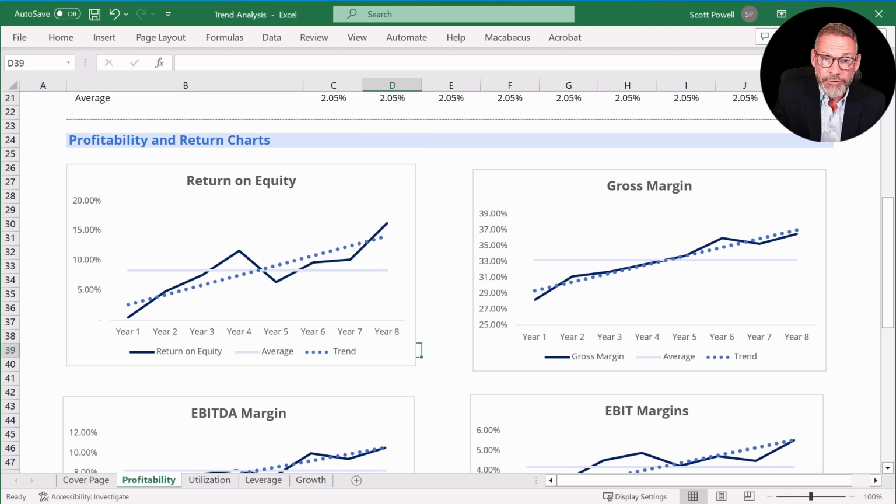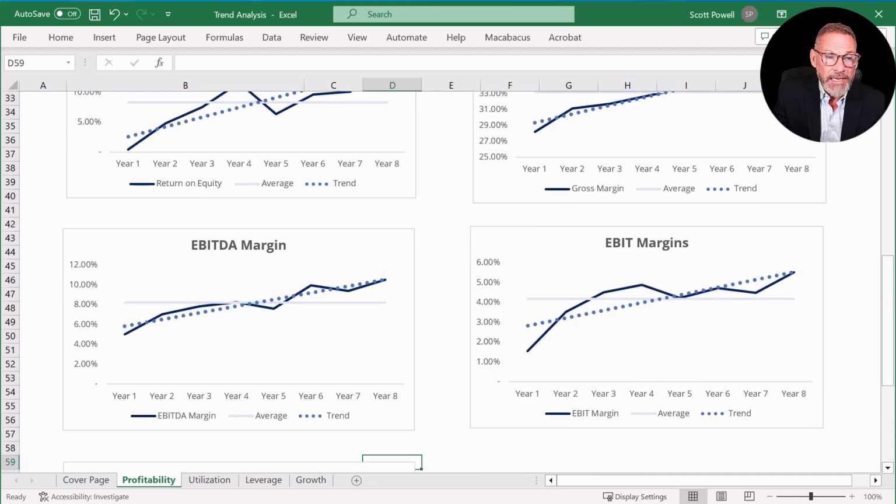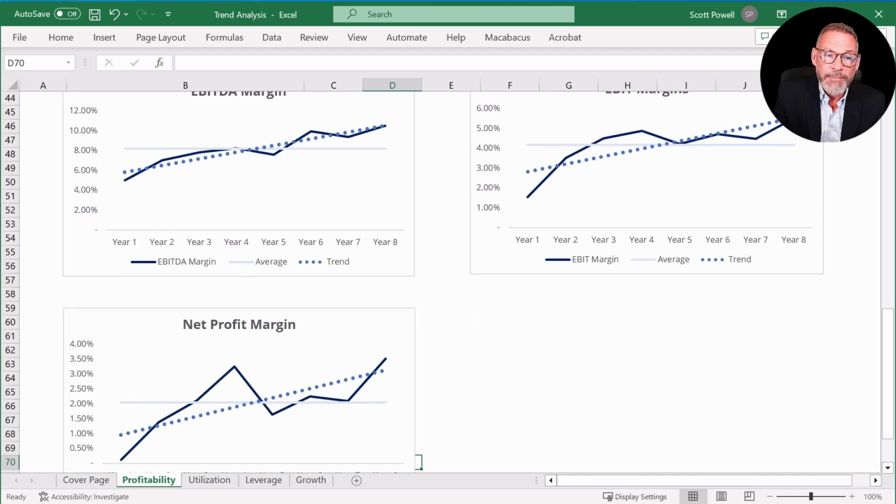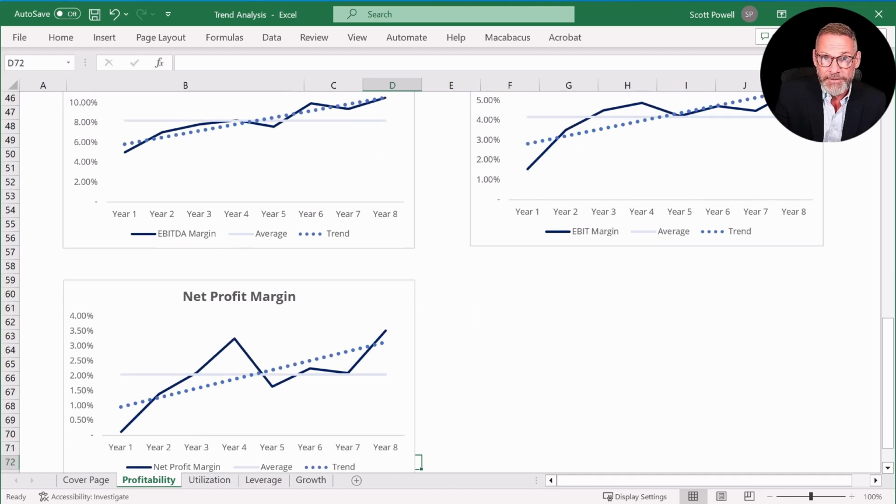We have a return on equity trend up, a gross margin that's going up, and EBITDA margins, EBIT margins, and net profit margins that are all going up, which is great news for this small retailer. Now let's look at asset utilization ratios.